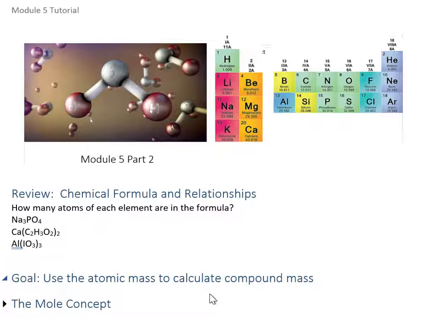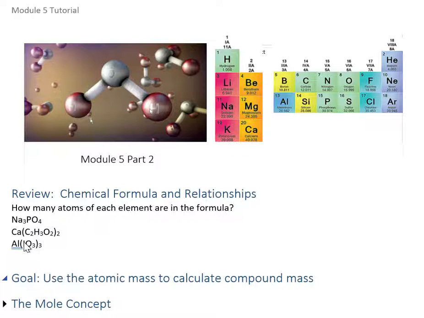The good news is that if you want to know how many atoms of each element there are in the formula, that's pretty easy. You can just read it right off the formula. So for example here, sodium phosphate, sodium Na, there are 3 sodium atoms, 1 phosphorus atom, and 4 oxygen atoms in that sodium phosphate molecule.